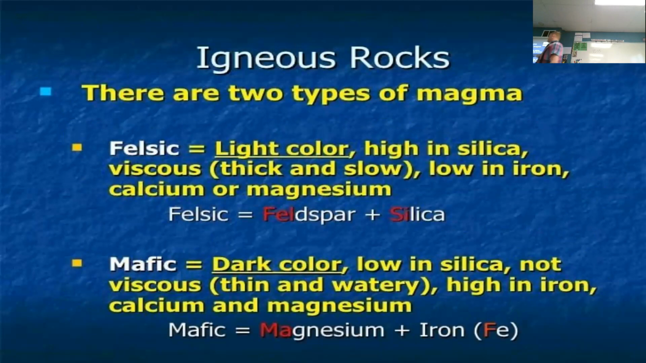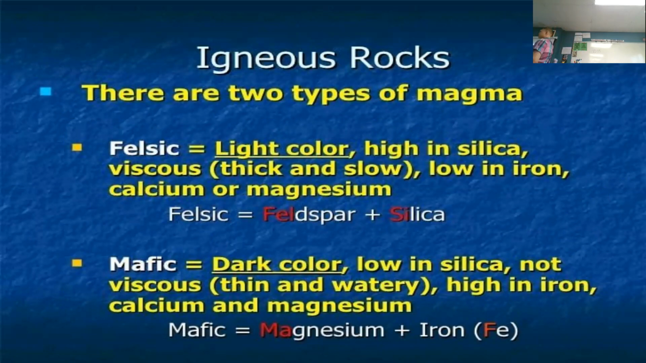So right here with felsic, that is those roots that I wrote up on the board. So here's where you're going to write it for felsic. The FEL, that's feldspar. And the SIC is standing for silica. So FEL, feldspar, SI, silica. And that's what makes up felsic rock.